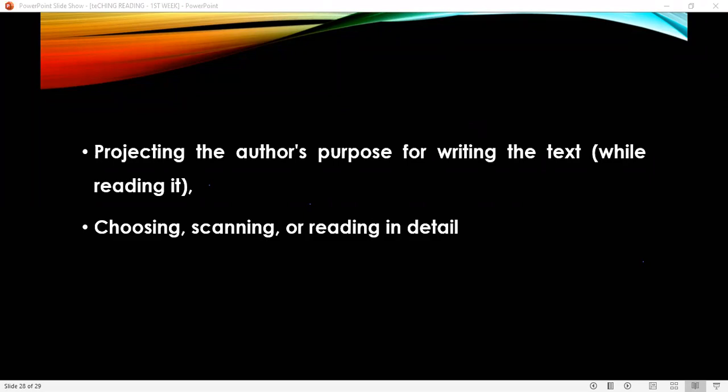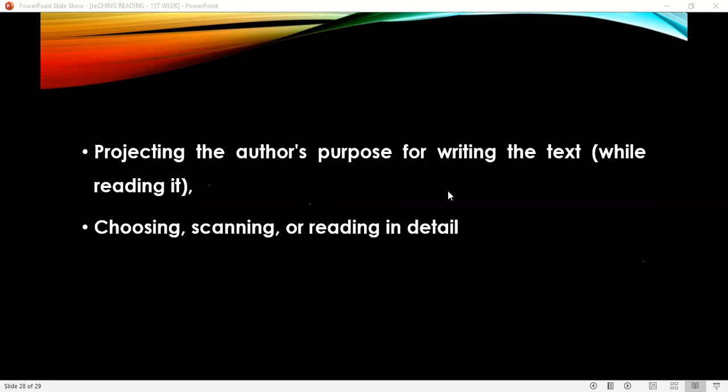Specific information. Here we are going to read again to look for some specific information. Notice here the difference with reading in detail.